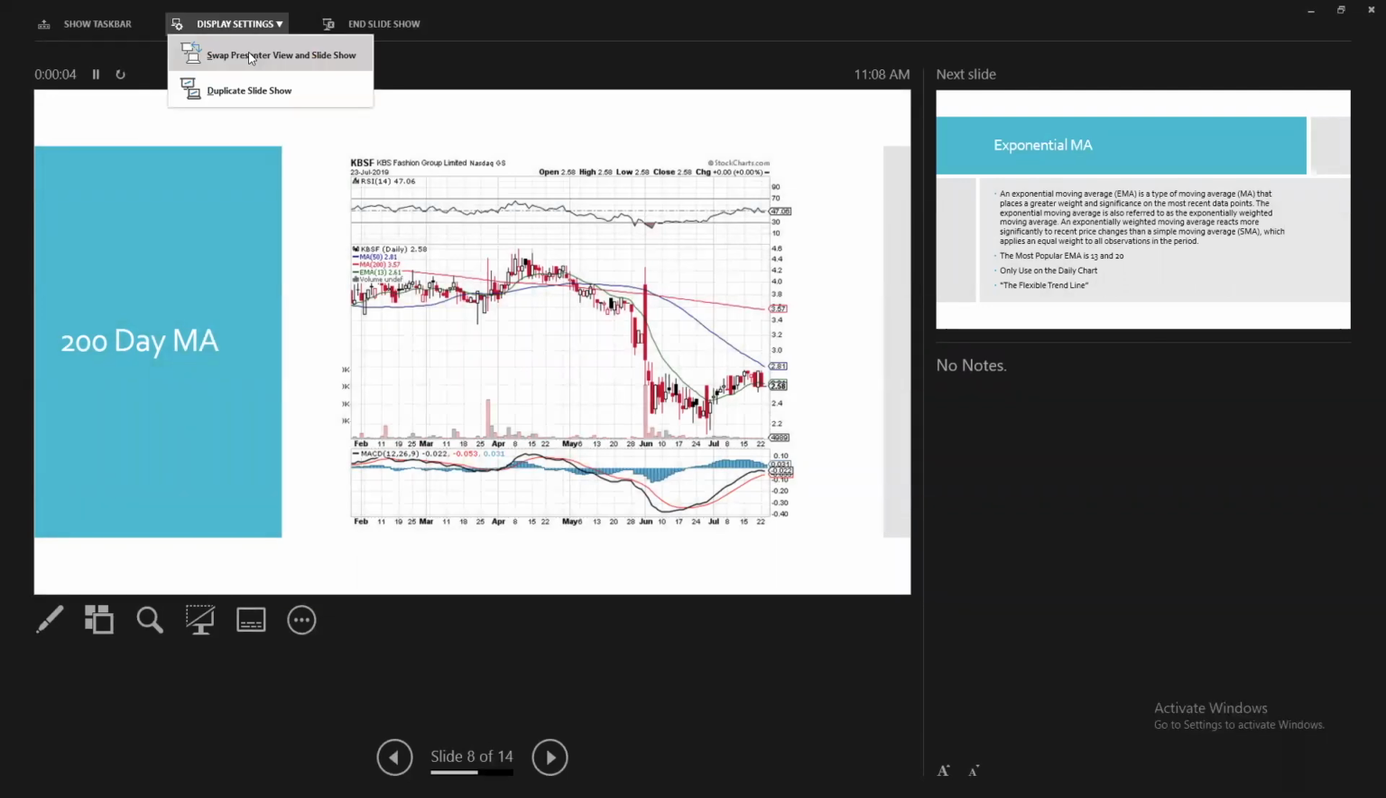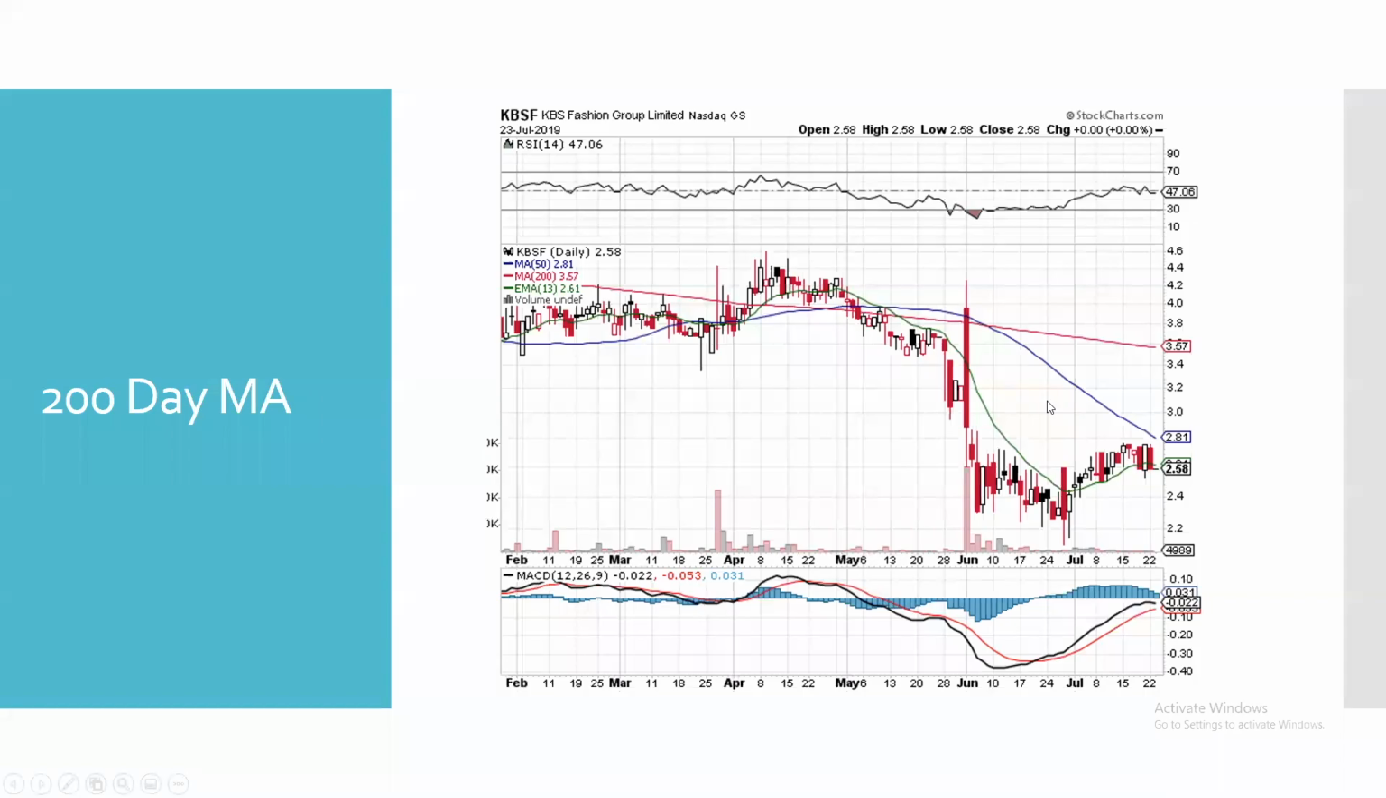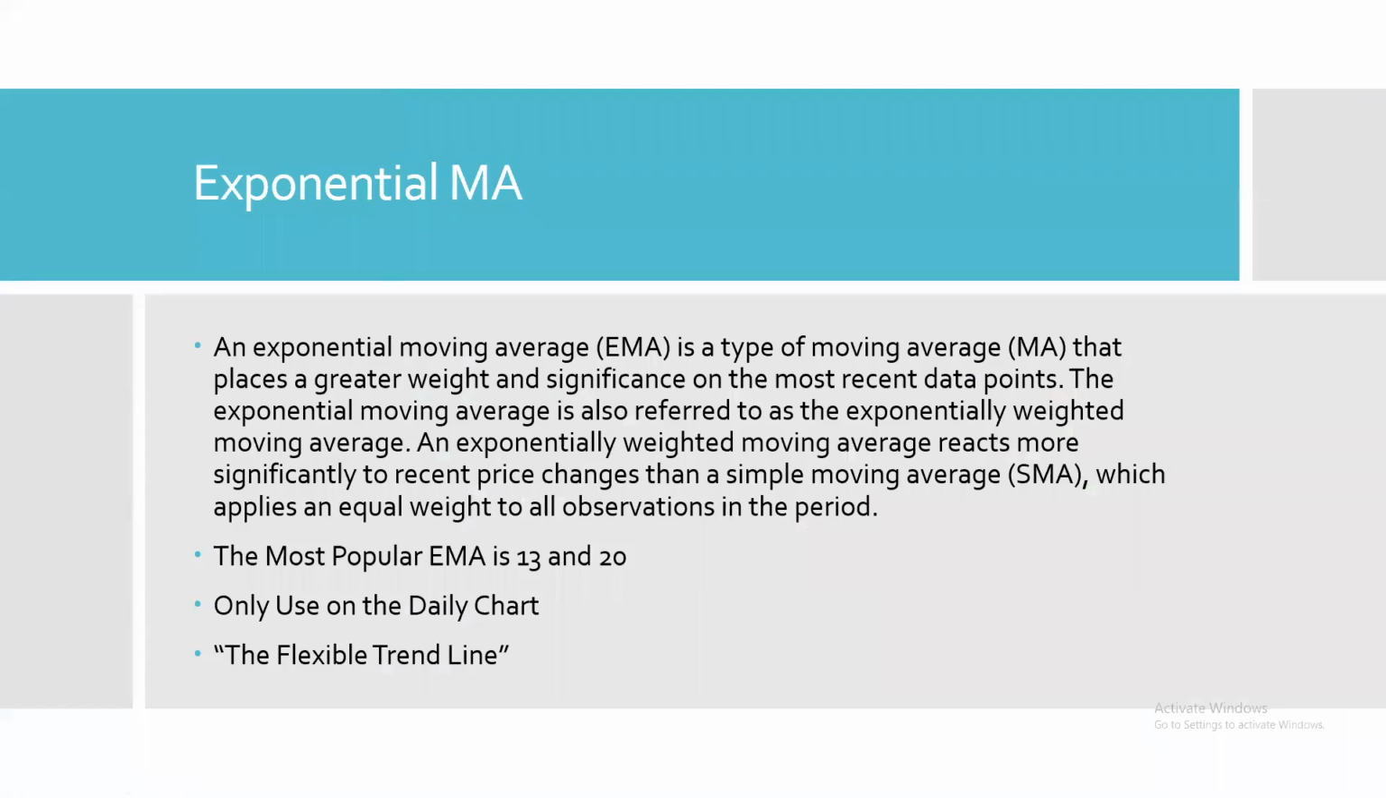All right. So next up, we have the exponential moving average. This is a little bit different. Before was the simple moving average. The 50-day and 200-day moving averages are simple moving averages. The exponential moving average is slightly different.